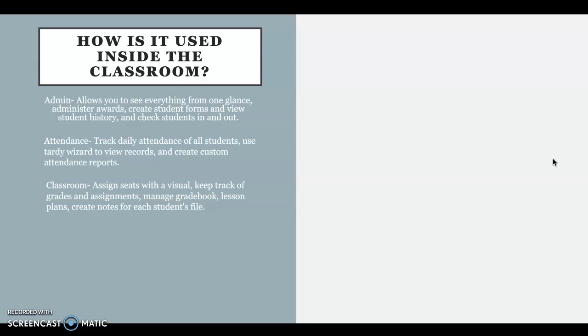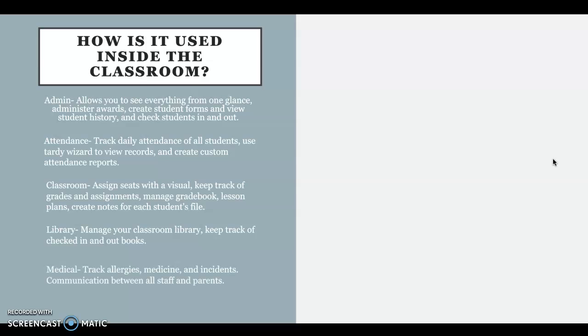Classroom. Assign seats with visuals, keep track of grades and assignments, manage gradebook, lesson plans, and create notes for each student's file. Library. It allows you to manage your classroom library to keep track of checked in and out books. Medical. Track allergies, medicine, and incidents, and communicate these between all staff and parents. Parent and Student Portal. Allows for access to resources such as grades and assignments, view records, grades, attendance, and report cards.